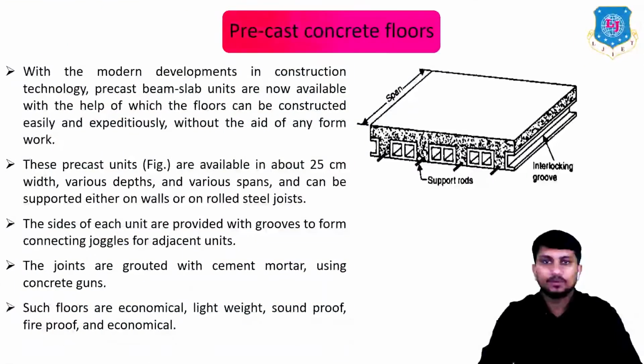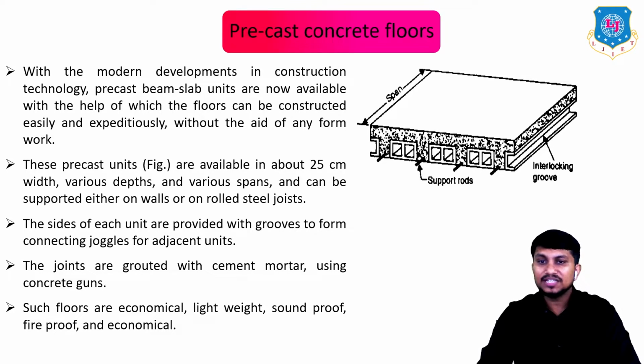Next type of upper floor is precast concrete floors. With the modern development in construction technology, precast beam slab units are now available with the help of which the floor can be constructed easily and expeditiously without the aid of any formwork. These precast units, as shown in figure, are available in about 25 centimeter width, various depth and various spans, and can be supported either on walls or on rolled steel joists.